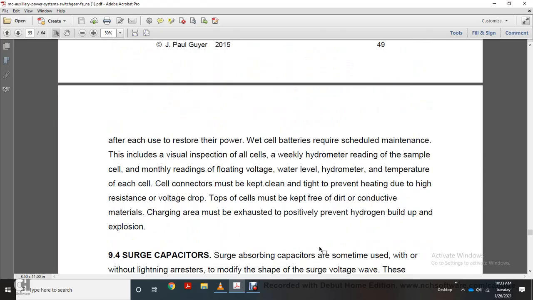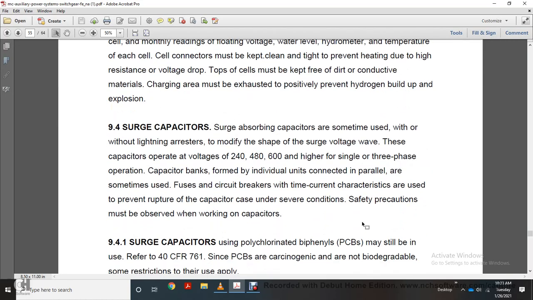Wet cell batteries require scheduled maintenance. This includes visual inspection of all cells, weekly hydrometer readings of a sample of the cells, and monthly readings of floating voltage, water level, and the hydrometer temperature of each cell. Cell connectors must be kept clean and tight to prevent high heating due to resistance voltage drop. Tops of cells must be kept free of dirt and conductive materials. The charging area must be exhausted to prevent hydrogen buildup and explosion.